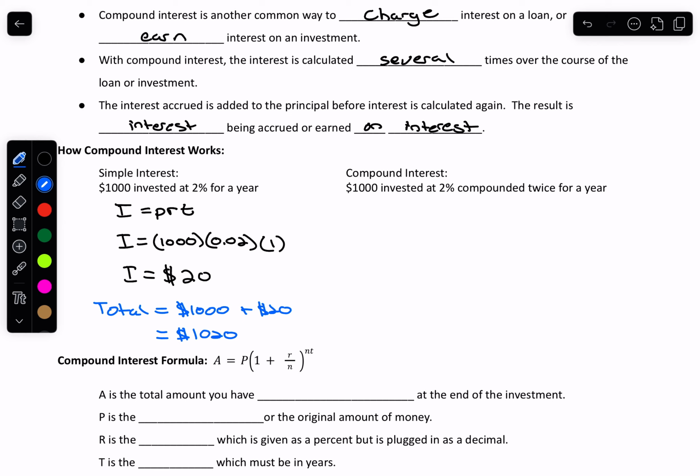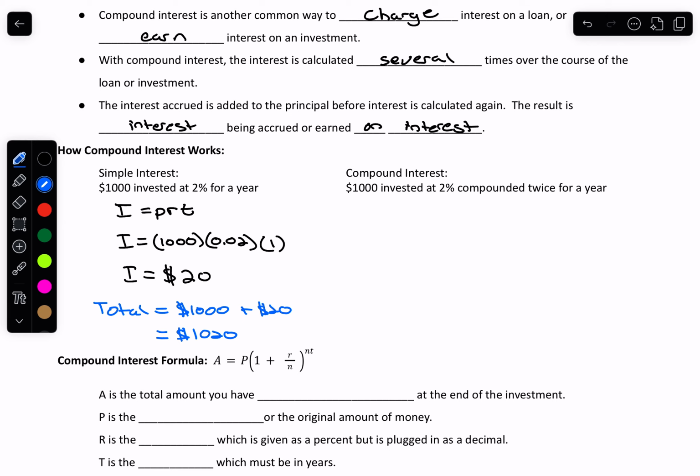So simple interest is called simple because not too much happens. We earn 2% interest one time over that year, and then we add it to the amount we invested. So we earn $20 and we end up with $1,020 at the end. Compound interest is going to have this happen more than once.